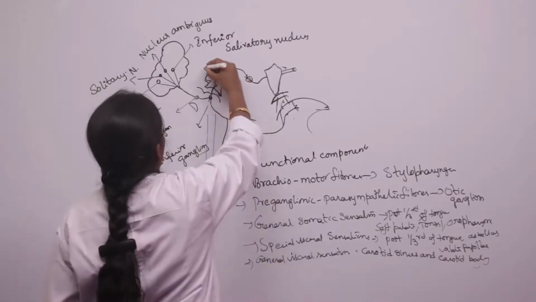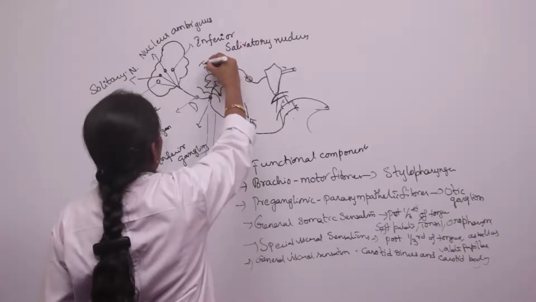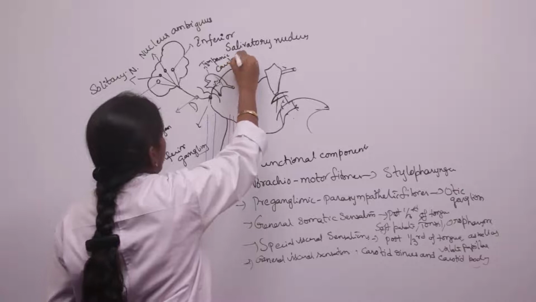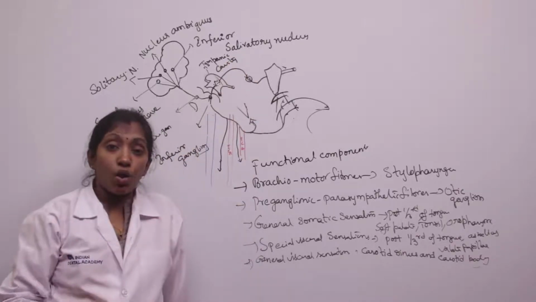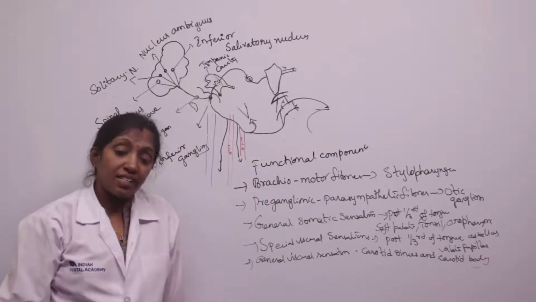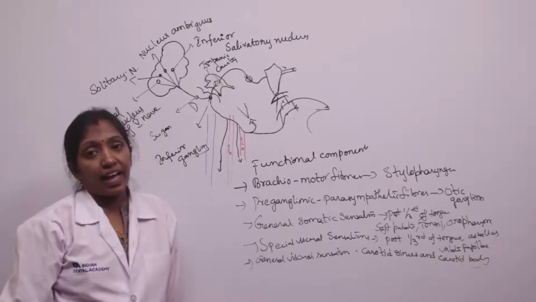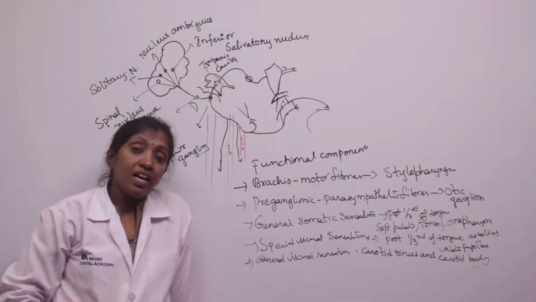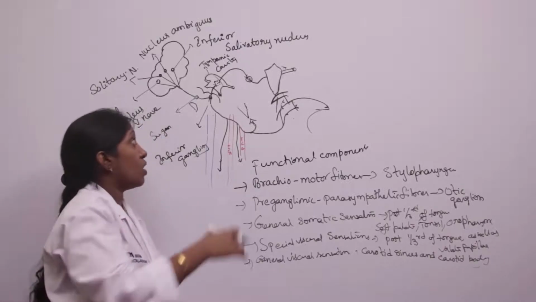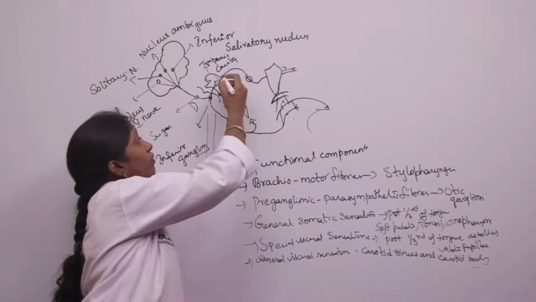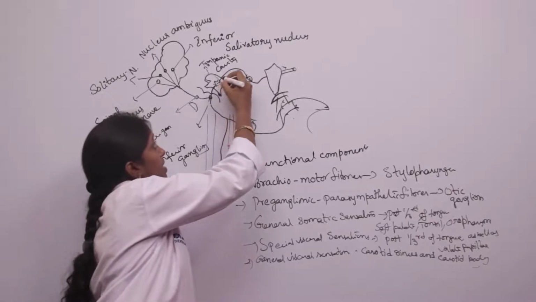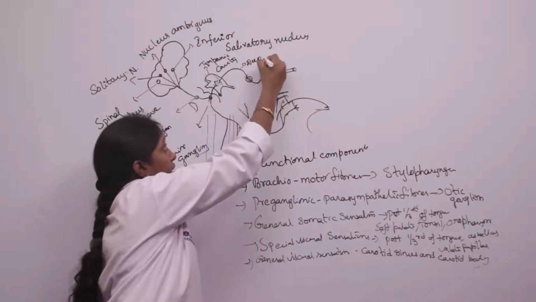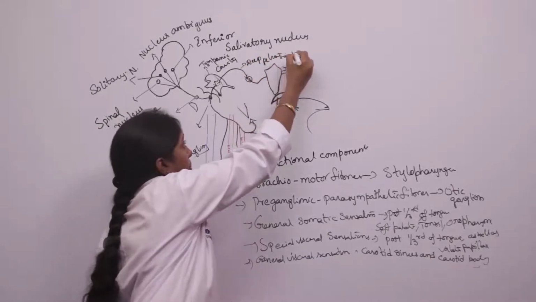We know that this is the middle ear cavity, that is nothing but the tympanic cavity. So, the glossopharyngeal nerve forms the tympanic plexus along with the sympathetic nerves from the superior cervical ganglion as well as the vagus nerve in the middle ear cavity, and from the tympanic plexus a branch arises, that is nothing but the deep petrosal nerve.